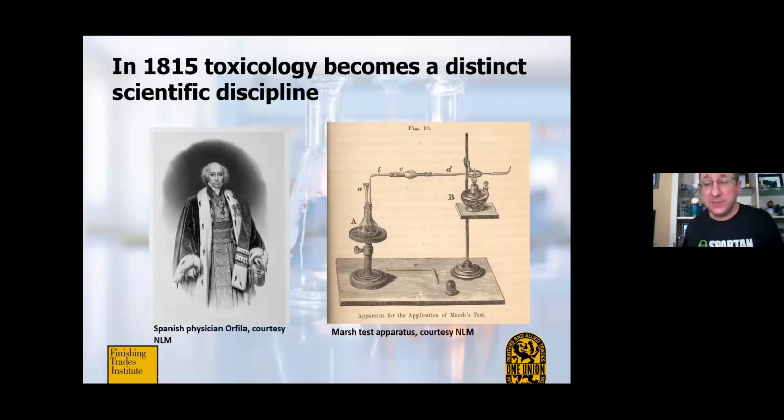In modern times, well, modern, I guess, for 1800, we see the Marsh test was used by the Spanish physician Orfila in a very high profile case back then where a woman poisoned her husband. And he was able to use this Marsh test to discover that he was indeed poisoned with cyanide. I'm sorry, with arsenic.